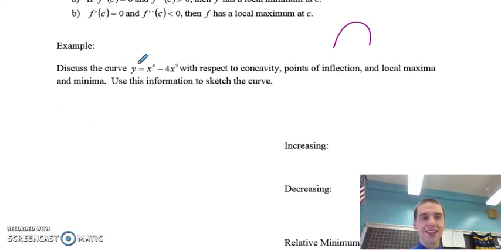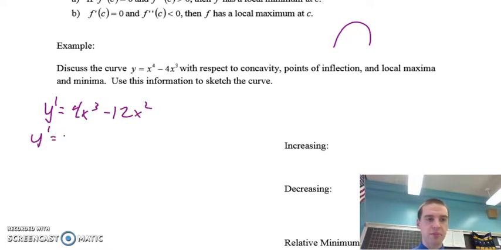So now let's look at this entire curve, and I'll go through the problem one more time with you guys. So discuss the curve y equals x to the fourth minus 4x cubed with respect to concavity, points of inflection, local maxima, and local minima. And then use this information to sketch it. So first thing we're going to do is y prime equals 4x cubed minus 12x squared.